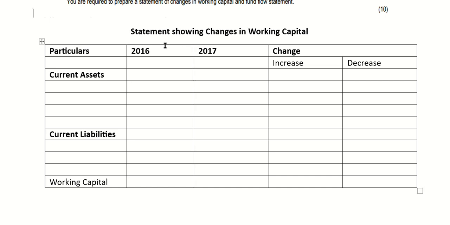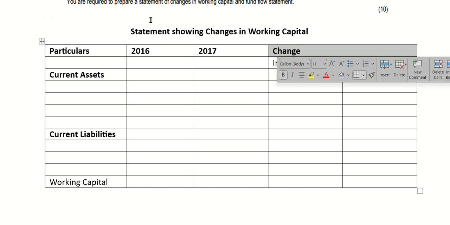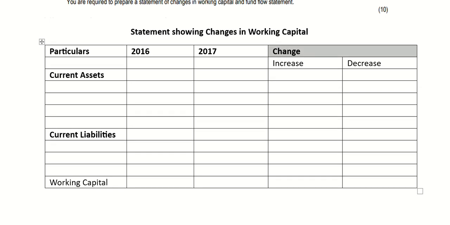Here is the format for you. A statement showing changes in working capital. It will have a particulars column, the first year's column, that is 2016 for the question, the second year's column, that is 2017 for the question, and here is the change column. We will just note down the changes that happened between the two years, for current assets and current liabilities alone.